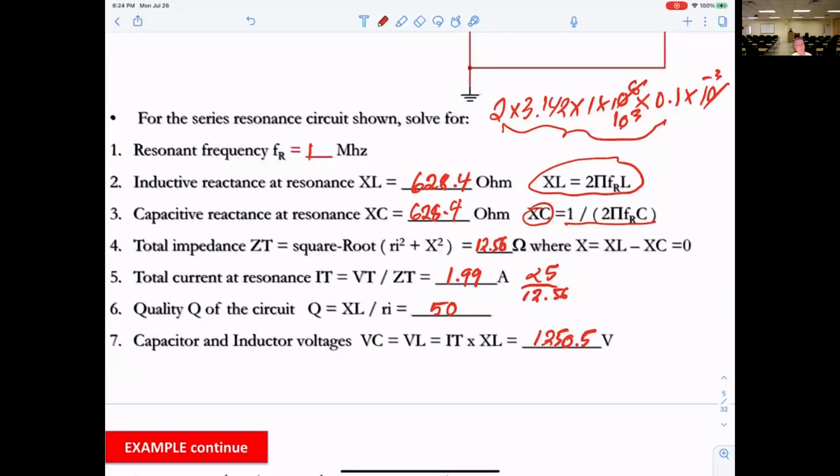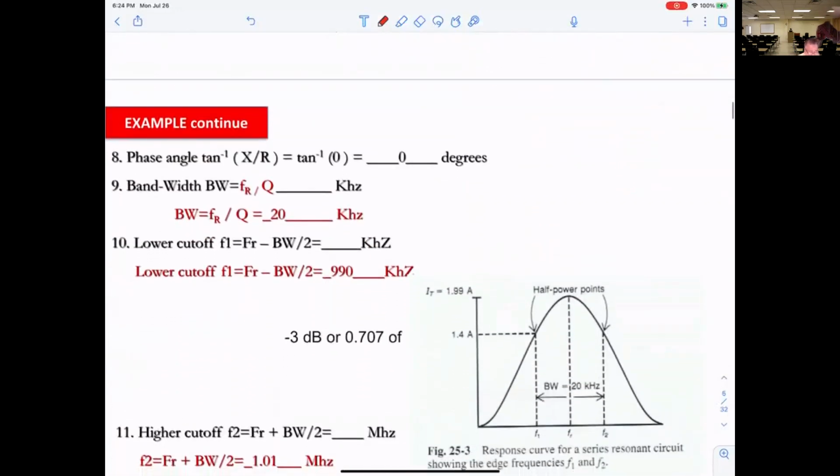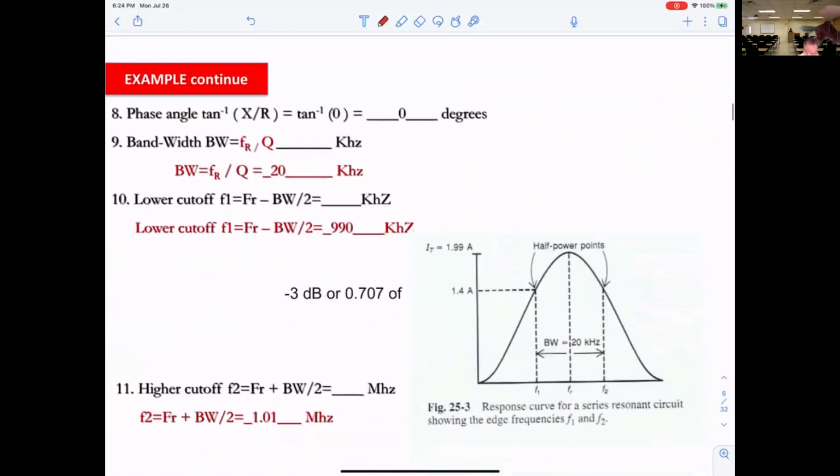Any question? Okay, if it's not, we can go up here. Phase angle. You already get the answer. Okay. However, you must understand how come they say phase angle will be 0.